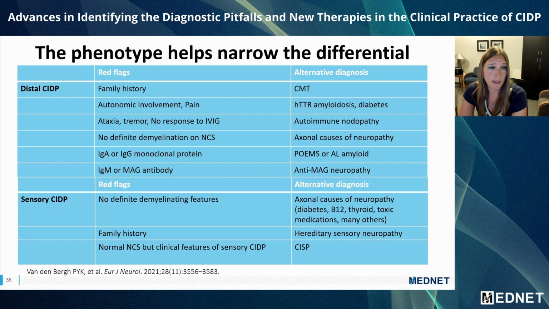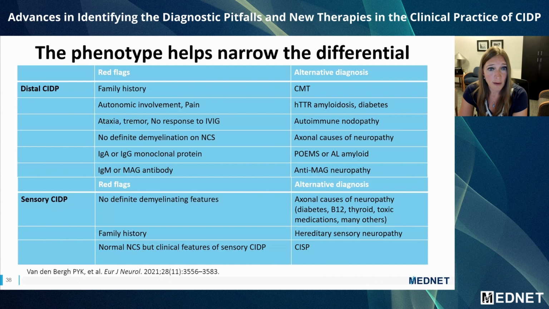And so one would be with the distal CIDP, where just hands and feet are affected, you want to consider a family history, as you could potentially be running into someone who has a hereditary neuropathy. And so the chronology of the evolution of disease is also important to consider. If you have a lot of autonomic involvement or pain, which is a little atypical really for CIDP, then you might want to consider diabetes or amyloidosis or hereditary TTR amyloidosis as a potential diagnosis instead. With ataxia or tremor and distal CIDP predominance, that happens with the autoimmune nodopathies. So you can consider checking for those neurofascin and contactin antibodies.